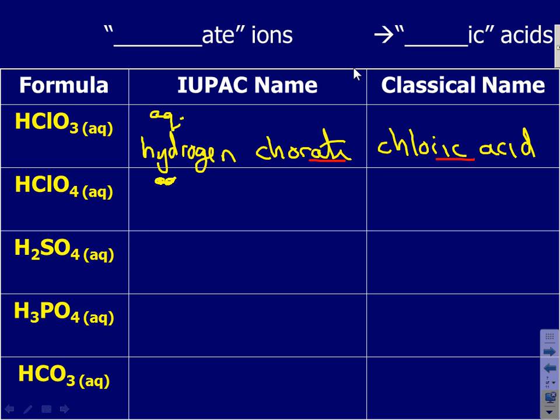So aqueous hydrogen, what is our ClO4? Again, you're just scanning the back of your table. All of the ions that I give you for this naming, they'll be on the back. What is a ClO4? Jess, what's a ClO4?